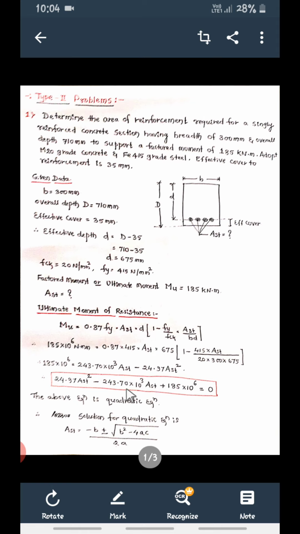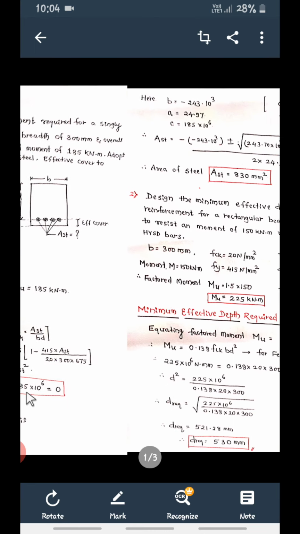So what is b now? With sign you have to note it down. So b will be minus 243.70 into 10 to the power of 3. This is b, including the minus sign. And c will be plus 185 into 10 to the power of 6. So this is a, this term is b, and this term is c. In this equation you can substitute a, b, c with sign.